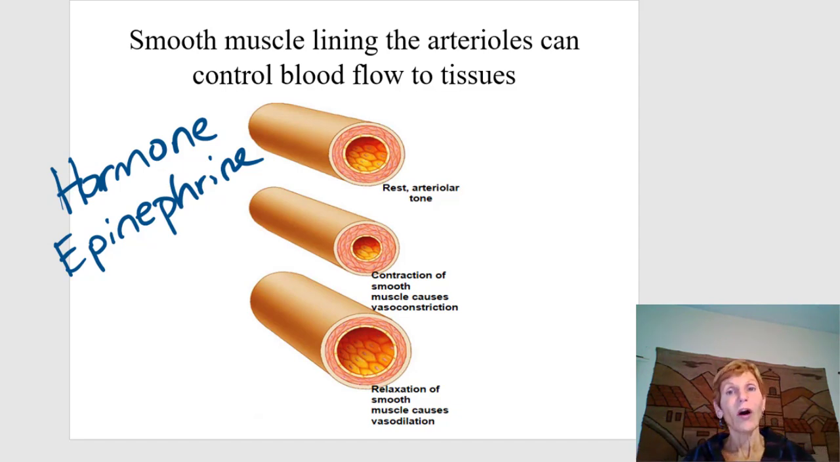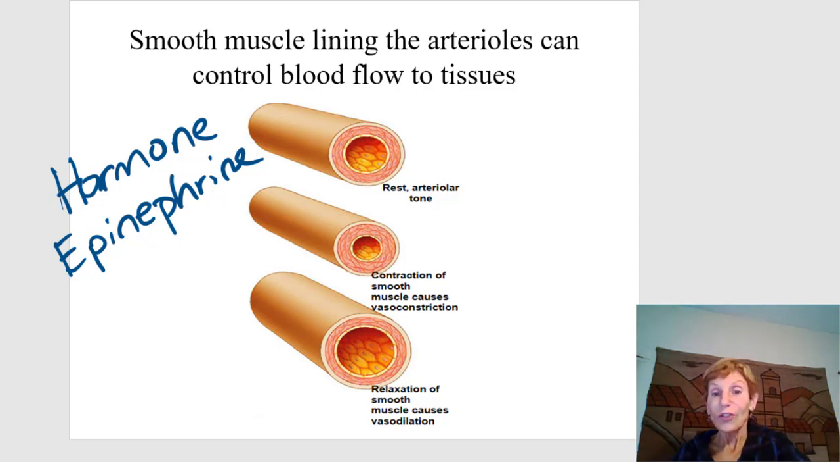It's going to increase your heart rate. As we talked about before, it's going to increase your stroke volume too, so it increases your cardiac output. It's going to do a lot of other things as well. It's going to increase your blood pressure. It's going to help open up your airways.